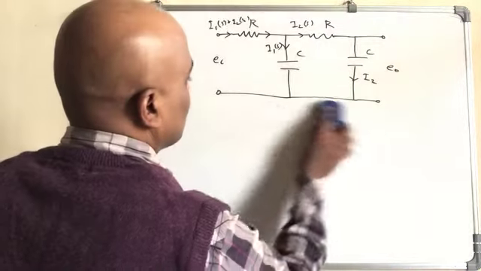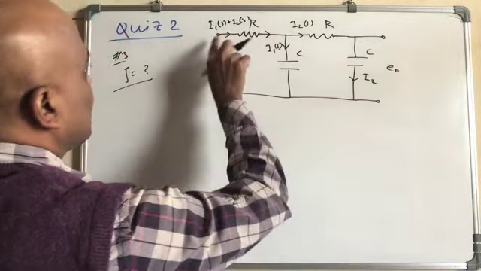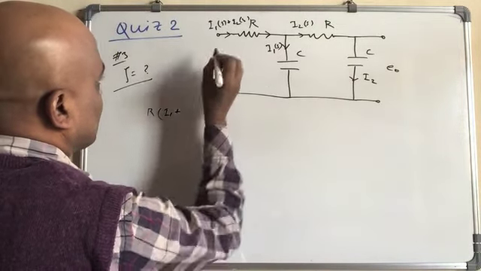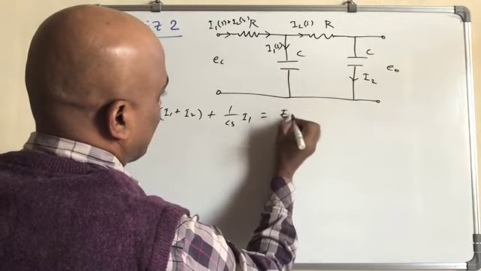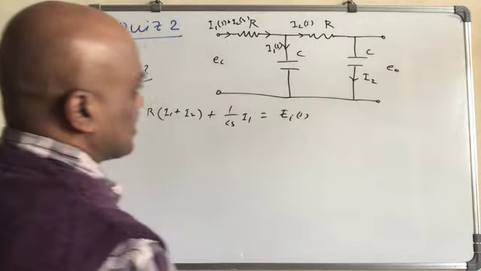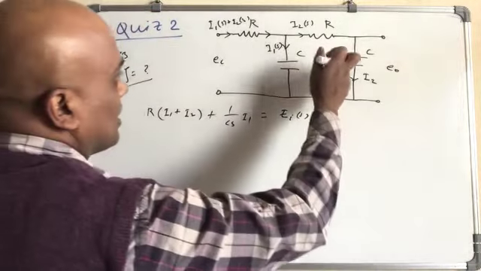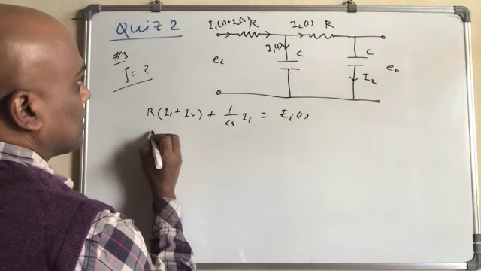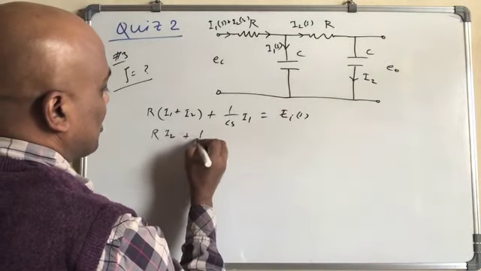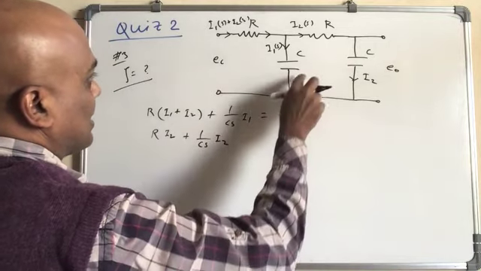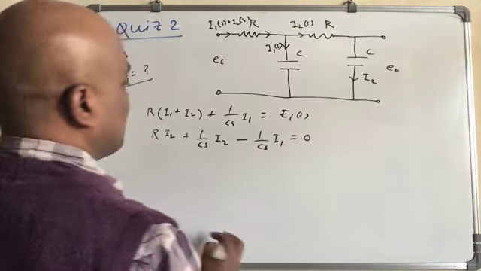So we will have to derive it, and the derivation is actually simple. Once we have the current distribution, we can write in the S domain R times I1 plus I2, plus 1 over Cs I1 equal to EIS. So we get the first equation. We apply Kirchhoff's law here, summing them together and making them equal to this. And here also we have R times I2, plus 1 over Cs times I2, and then minus, since the current is going this way, 1 over Cs I1, equal to 0. So we have the second equation.